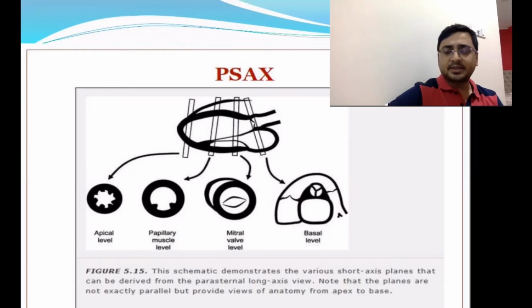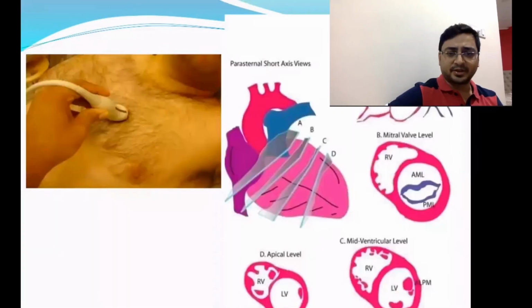At the papillary muscle level, we examine the papillary muscle, whether there are any abnormalities, and the overall wall motion abnormalities of the left ventricle as such. So this is how the parasternal short axis actually looks into the heart. The rounded structure is the left ventricle, and this right-sided structure is the right ventricle.